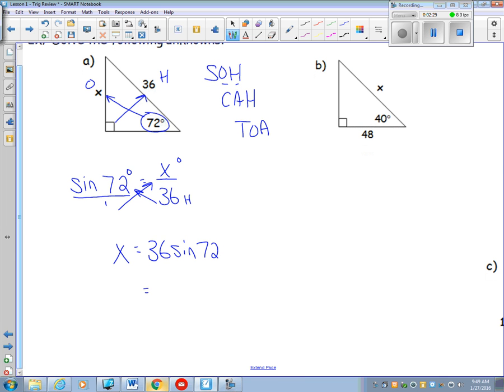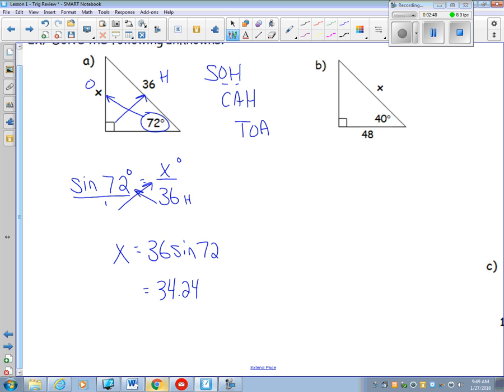All we need to do is put it in our calculator, making sure our calculator is on degrees. It should have a little D at the top of your calculator, or maybe a DEG. Okay, but either way, when you put that in, you should get 34.24. And that's one of the problems we can solve with SOH CAH TOA, having the X on the top of the fraction.